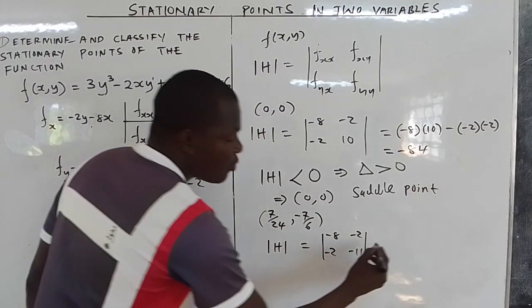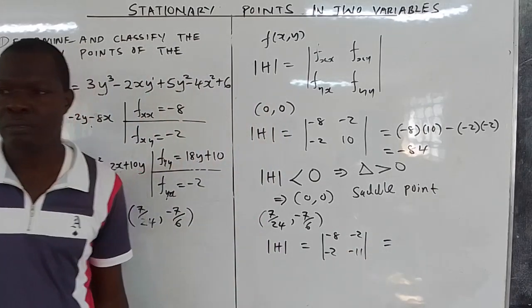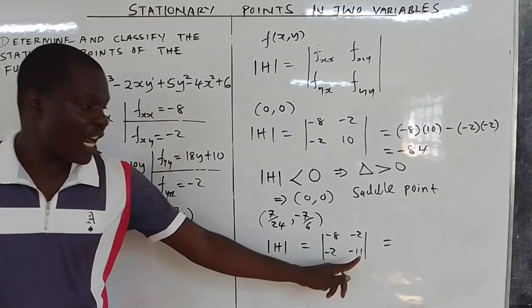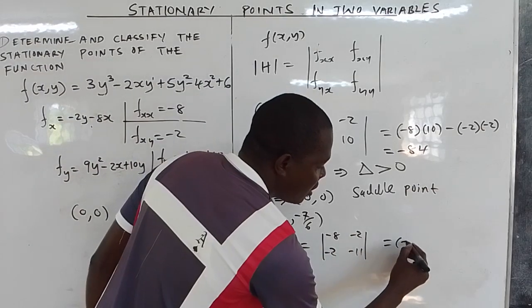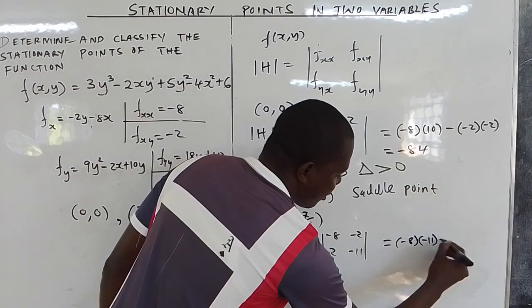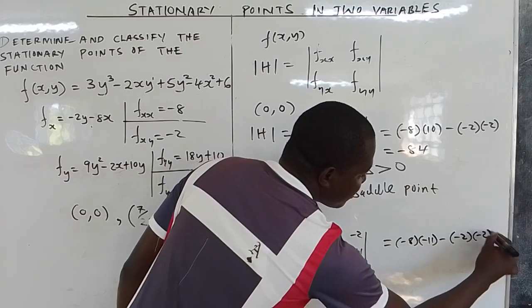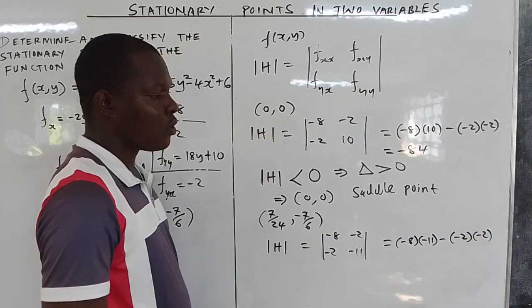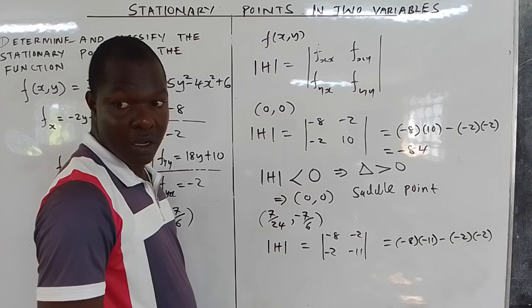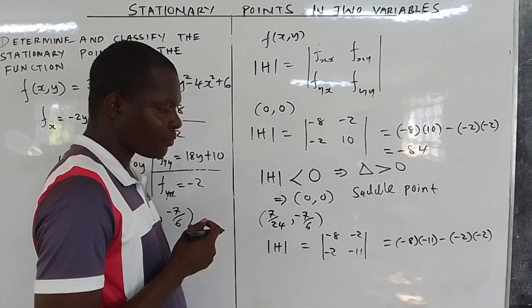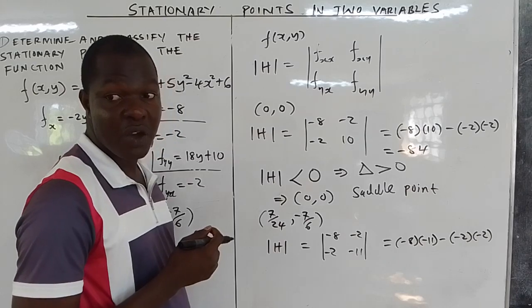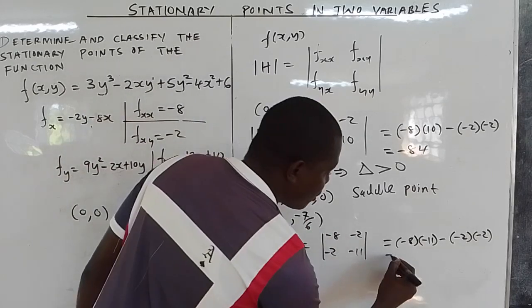So, what do you get here to be the determinant? The product of the elements in the main diagonal minus the product of the elements in the other diagonal: negative 8 times negative 11 minus negative 2 times negative 2. Use calculator. What have you found? 84. So that is 84.